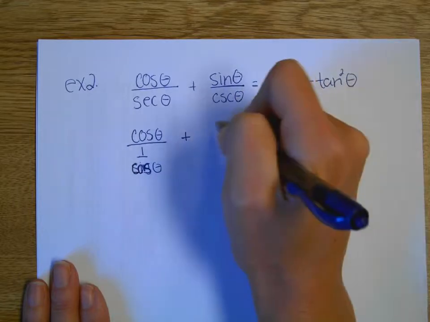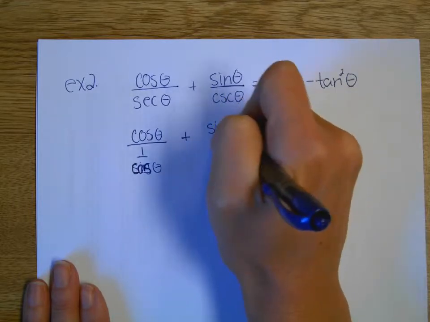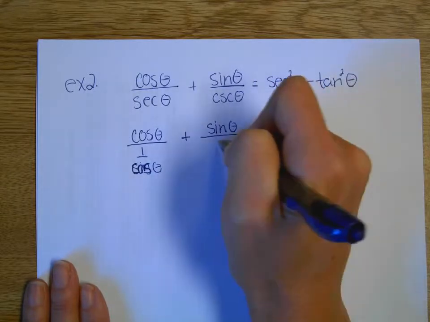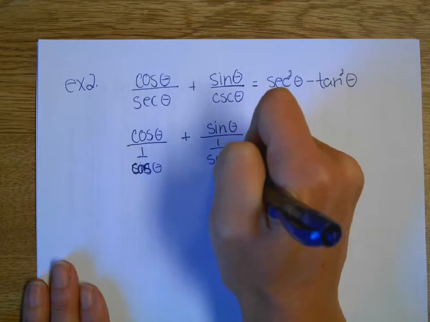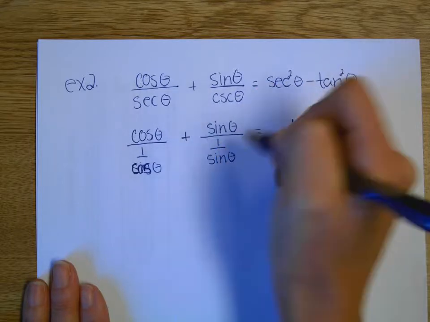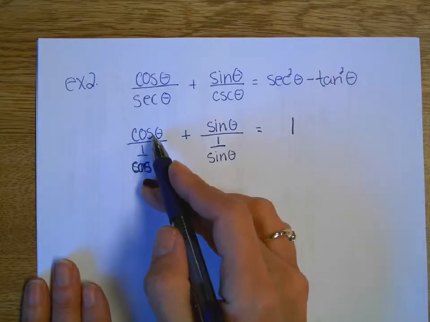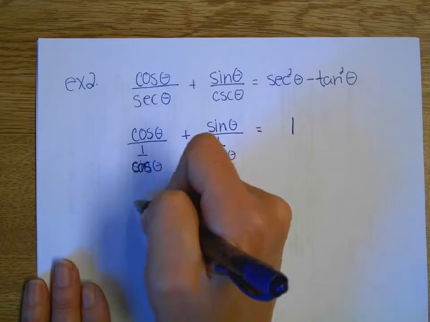We're going to find out. And then sine's going to stay sine. Cosecant turns into 1 over sine. Okay, so I've got cosine divided by a fraction. How do I divide by a fraction? Multiply by the reciprocal. What am I going to have? I'm going to have cosine squared because the cosine on top is like cosine over 1.